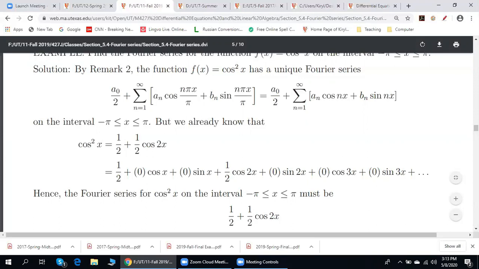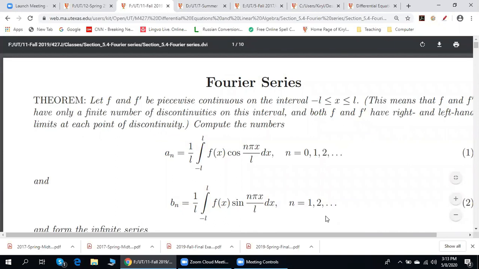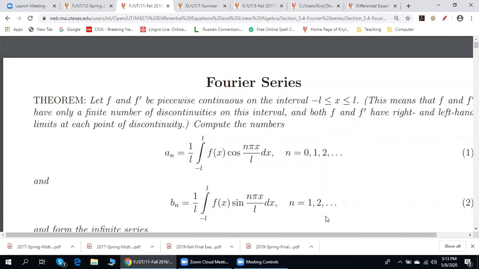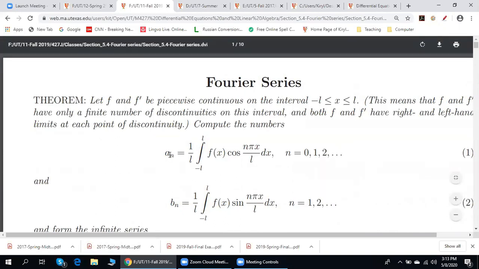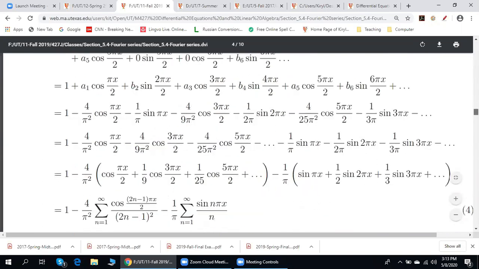So in short, sometimes it is possible to find the Fourier series without using these formulas. By the way, if in that problem you use these formulas, you will come up with the same result, but it will take much longer.